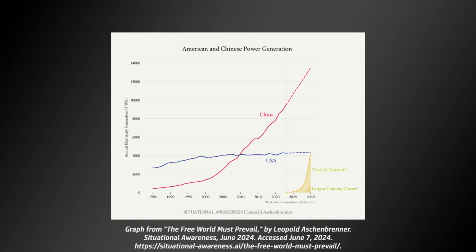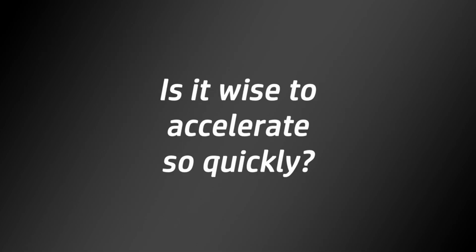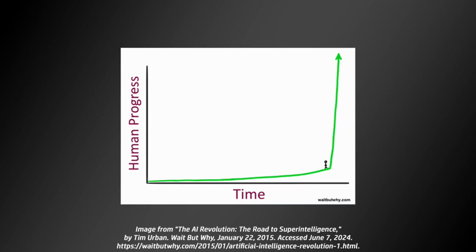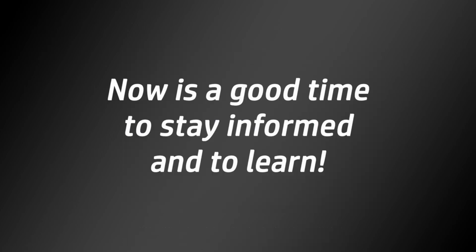Government legislation and regulations will play a role. Geopolitics will also have an influence on how this technology is adopted globally. Can we afford to stifle its growth while others elsewhere will push forward? Is it wise to accelerate so quickly? The future of artificial intelligence is unclear, but if one thing is certain, it is its massive potential. It's not certain whether the acceleration of progress and growth in this area will continue at the same rate, but now is a good time to stay informed and to learn.